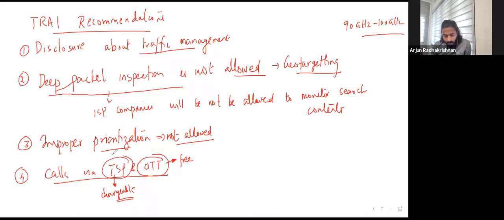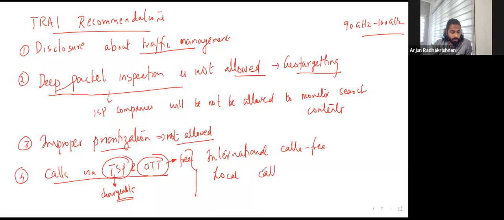So now if net neutrality is going to come, the decision is that international calls will be free. International calls you can make free via any platform, but local calls will be chargeable. Local calls will be chargeable even if you are making them through OTT or TSP. Local calls are going to be charged. So in calls via TSP and OTT, international calls will be free.